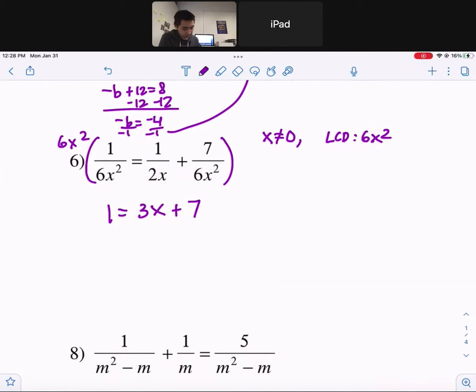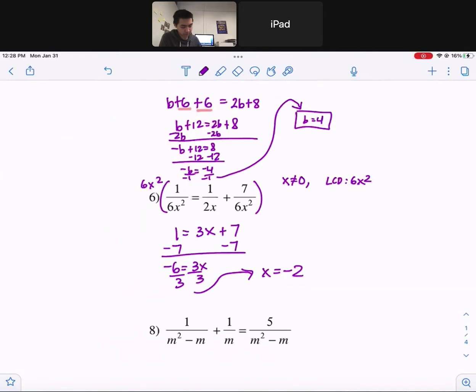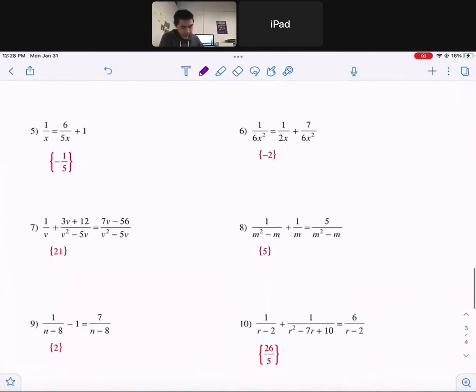Solve for x, so subtract 7 from both sides to get negative 6 equals 3x. Divide both by 3. And x is going to equal negative 2. Let me verify that's correct, and that is correct.